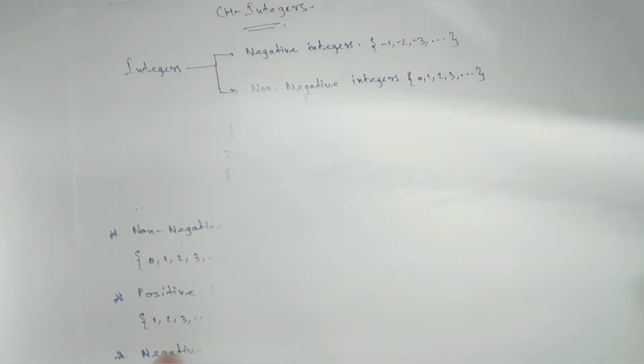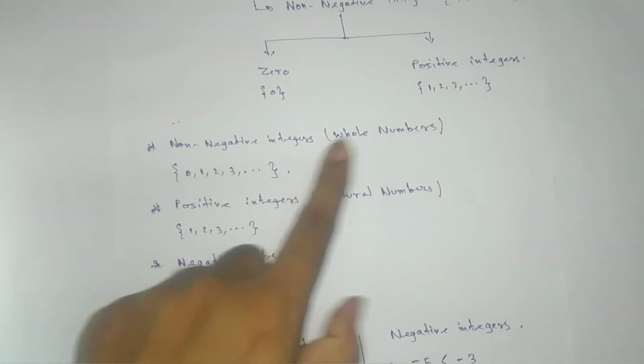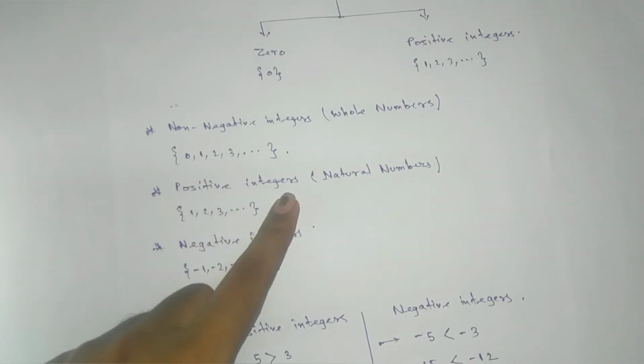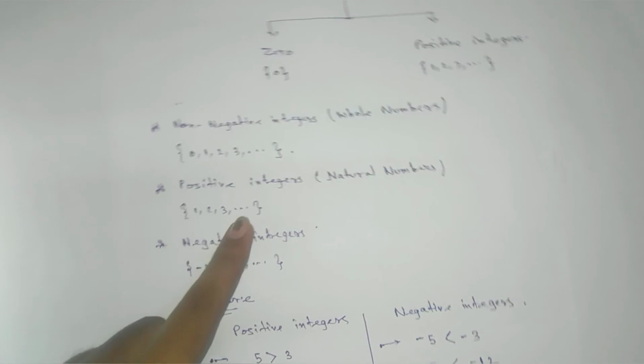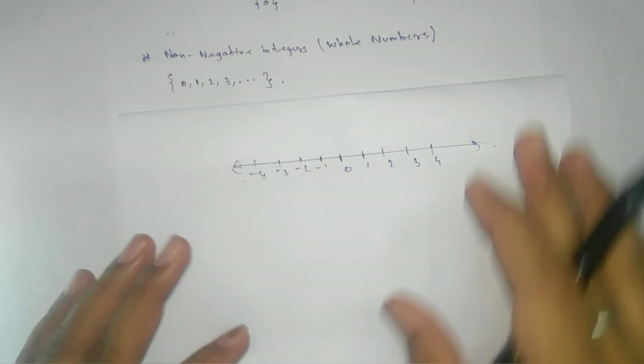Okay, now here we have a presentation. You can see that non-negative integers are the whole numbers starting with 0, 1, 2, 3, and the positive integers are the natural numbers 1, 2, 3, and negative integers start with -1. And now we will compare. What have we already seen?